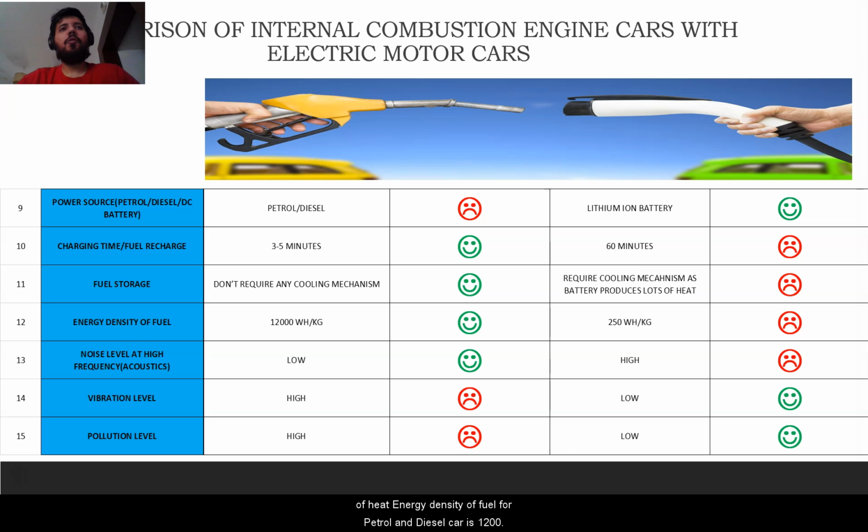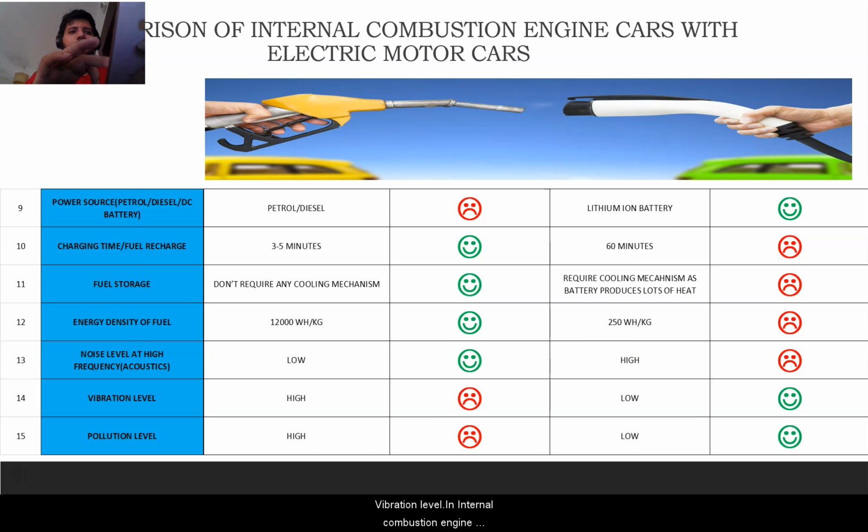Energy density of fuel for petrol and diesel cars is 1200 watt hour per kg, compared to electric cars, where it is just 250 watt hour per kg. Noise level at high frequencies: noise level is low for IC cars compared to EVs. It is high for EVs because the frequency goes in kilohertz.